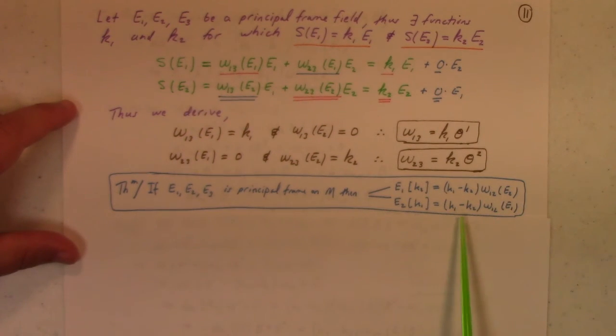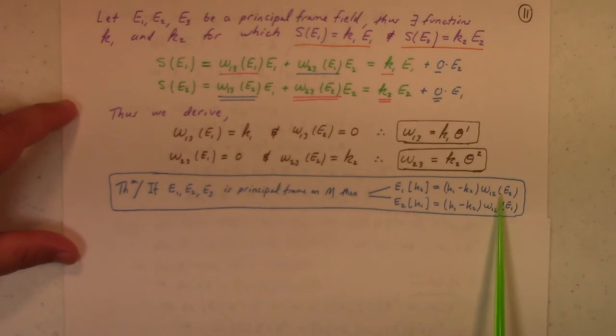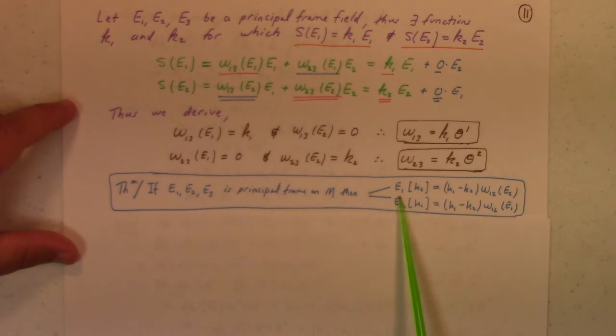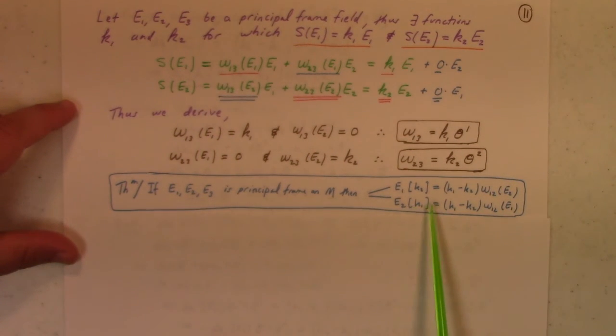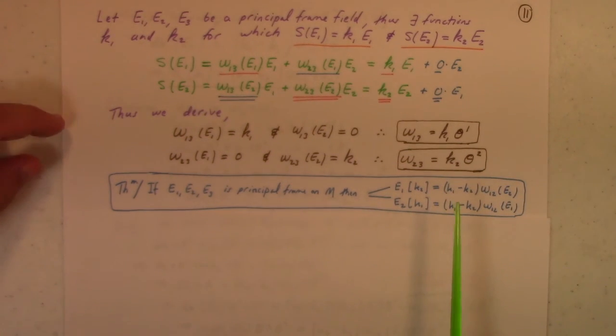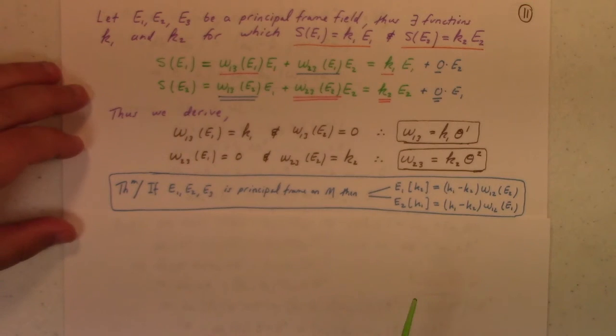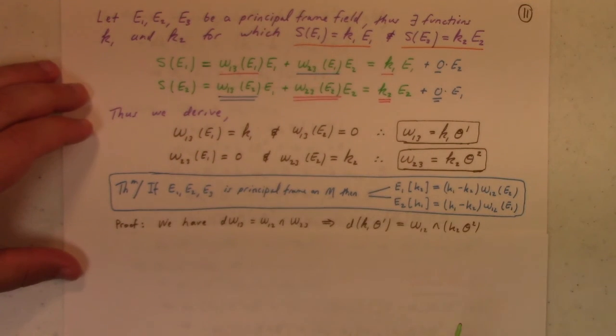So this makes good on that claim that we made earlier that omega 1, 2 tells you how, maybe I didn't make this claim before, but I should. Omega 1, 2 tells you something about how E1 and E2 are rotating into each other, right? In this case, that's linked to the changes in the principal curvatures. So it's kind of more special, but all right.